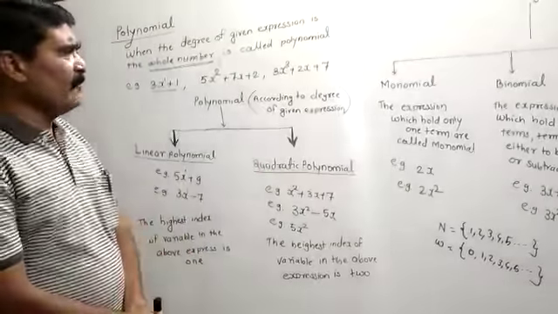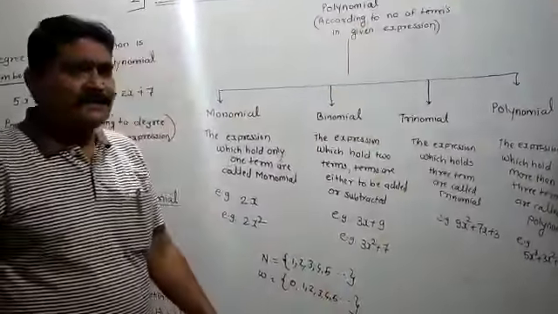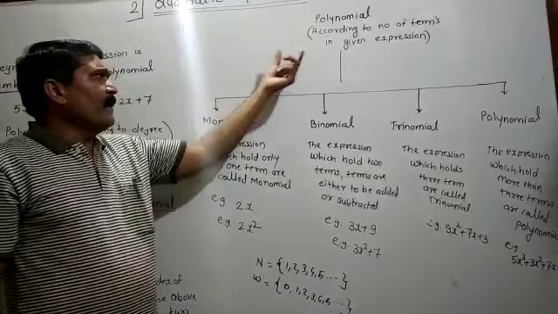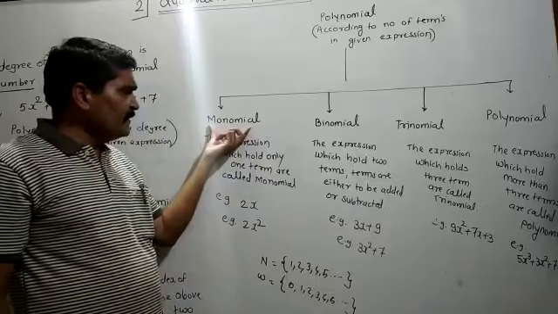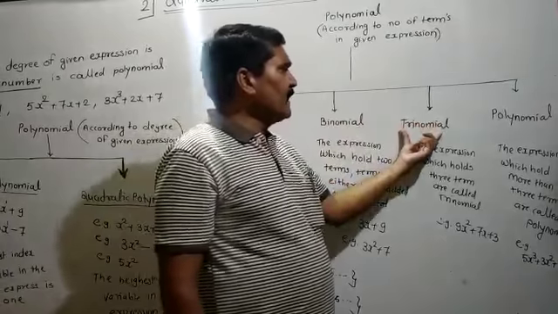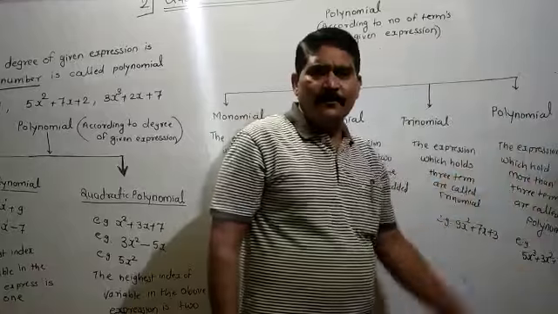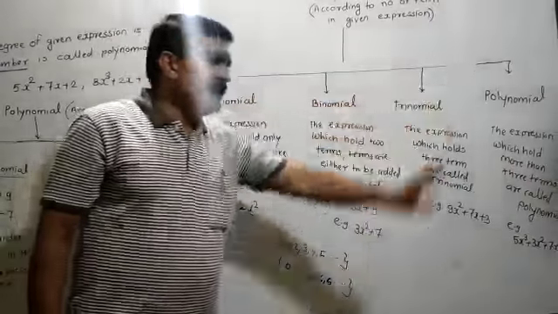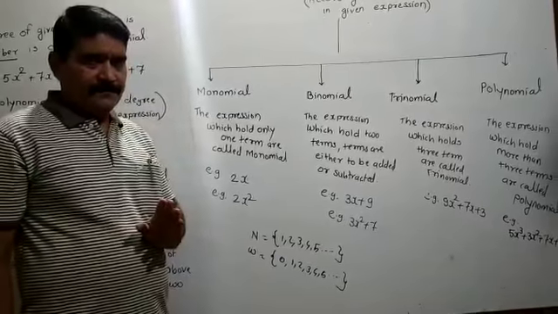Friends, you have to see that according to the number of terms in the given expression, in which way the polynomials are classified. According to the number of terms, the first classification is the monomial, another one is the binomial, third one is the trinomial, and the last one is the polynomial. You have to see the definitions of the monomial, binomial, trinomial and polynomial. This classification is according to the number of terms.